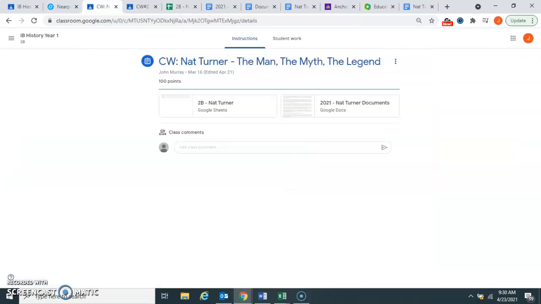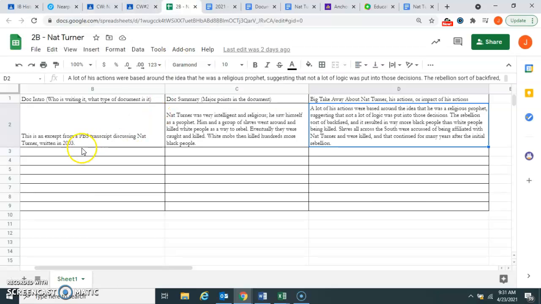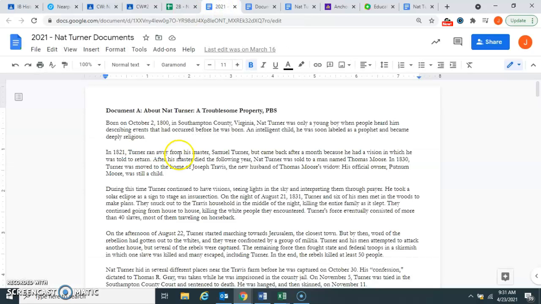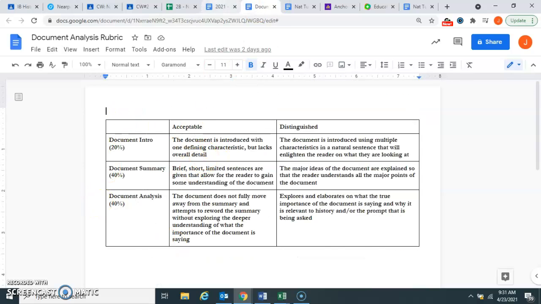The second assignment that we would do would be titled Nat Turner, the Man, the Myth, the Legend, which would be a document analysis assignment. What would happen would be students would be put into groups, and then they would be given this Google Doc, and this Google Doc would be shared with an entire class. So for example, 2B would get this entire document, and each group would be assigned 2 to 3 different documents. This allows for us to go through several documents very quickly so students can use them in the future. The documents would be right here on a Google Doc, and then the document analysis rubric would be right here.